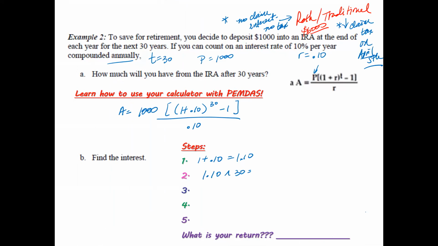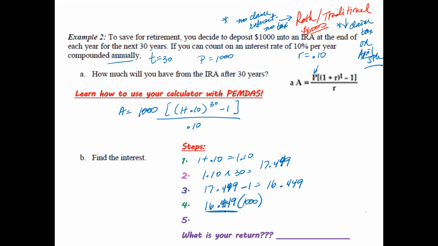So what were you able to get? Okay, so you should be able to have 17.449, excuse me. Step 3, you are going to take that number, 17.449, minus the 1, which is going to give you 16.449. And once you have that, you're going to take that number and multiply it by 1,000.